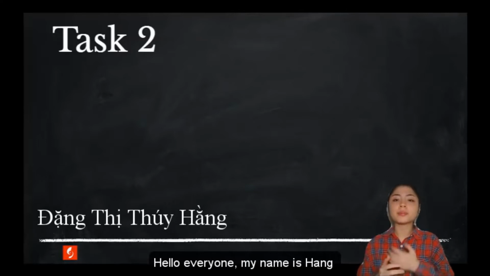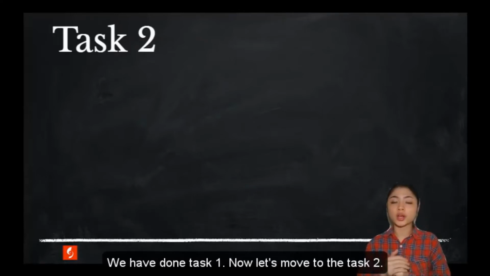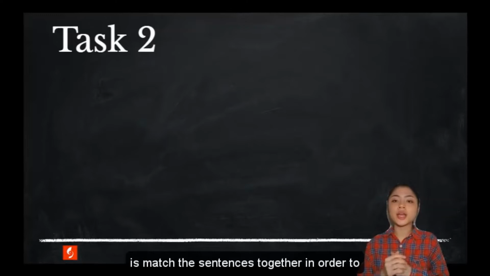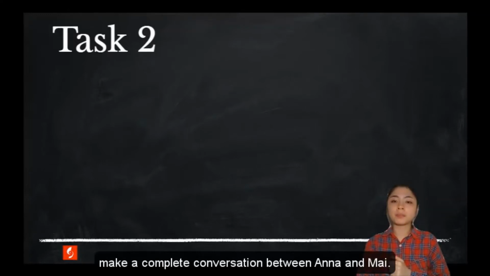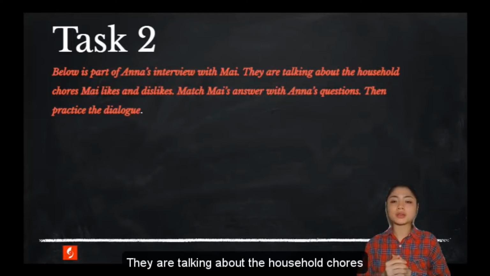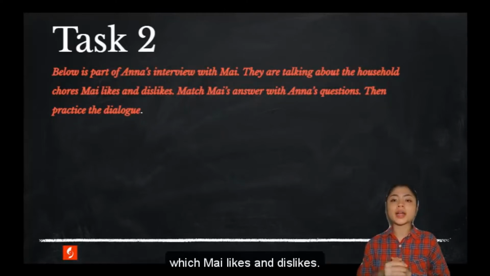Hello everyone, my name is Thanh. We have done task 1. Now, let's move to task 2. It's a matching task, and what you have to do is match the sentences together in order to make a complete conversation between Anna and Mai. They are talking about household chores, their likes and dislikes.